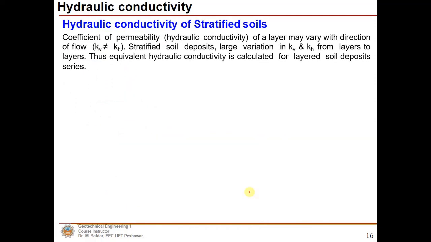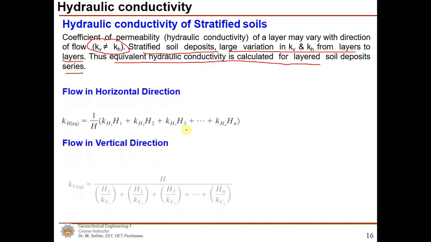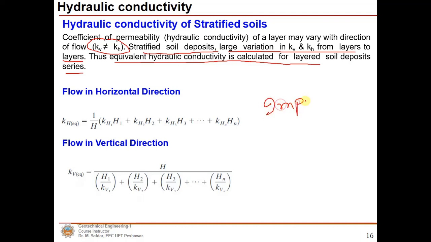Now, the coefficient of permeability or the hydraulic conductivity of a layer may vary with the direction of flow. One thing is clear, that the horizontal coefficient of permeability and the vertical coefficient of permeability will be different. Now, stratified soil deposits have large variation in Kv and Kh from layer to layer. Thus, equivalent hydraulic conductivity is calculated for layered soil deposits. Please kindly note down these two equations, they are very important.